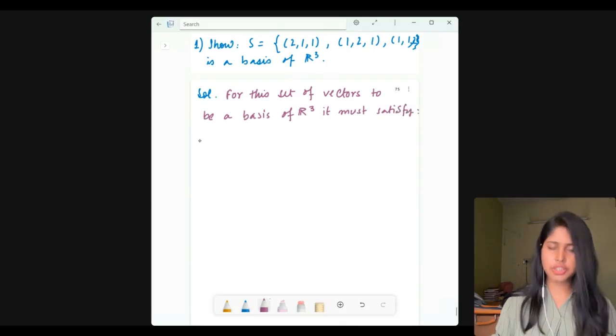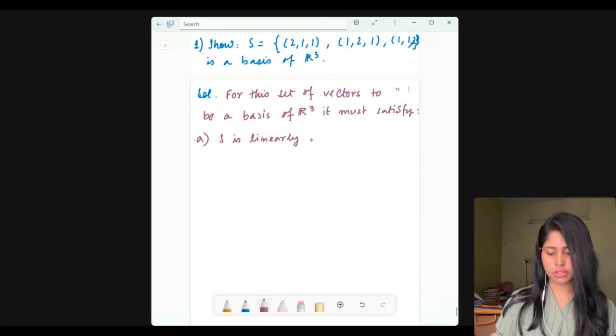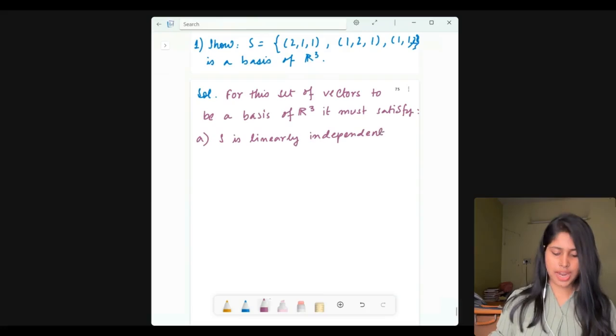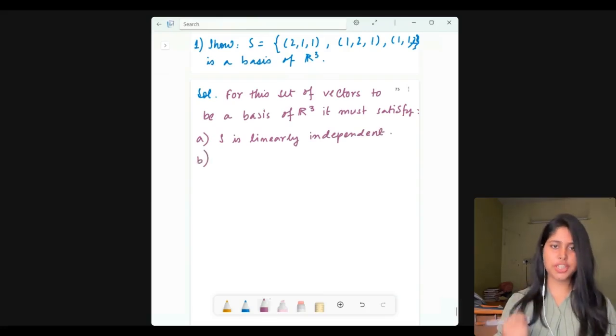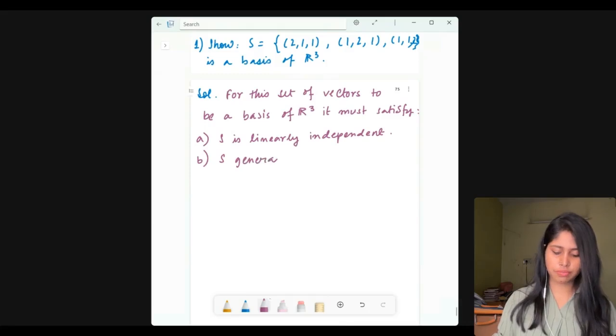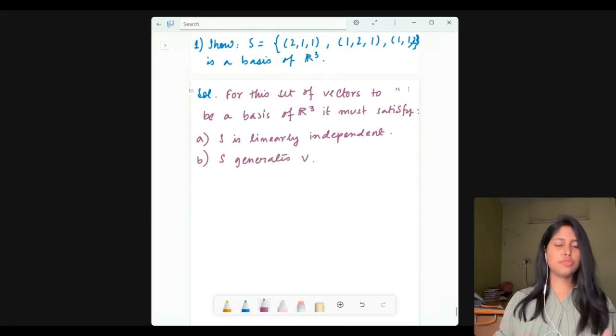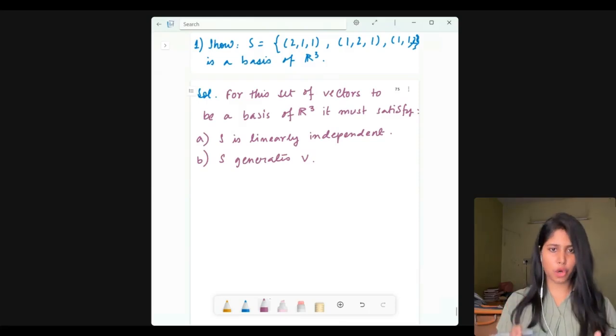the two conditions I just mentioned. First, S should be linearly independent. And the second condition is that S generates V. Now, for linear independence, I said that we will form the matrix, and if the determinant comes out non-zero, then we can say that it is linearly independent, right? So, let us form the matrix.